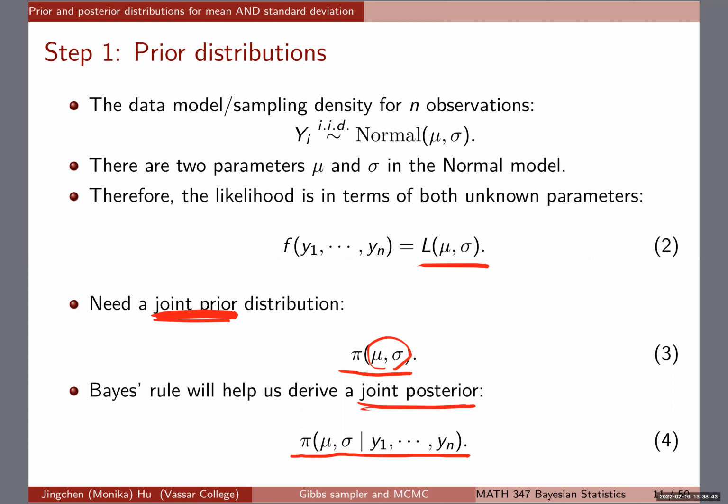Okay, right now, we don't know what prior to give at this moment, but at the very least, we know that Bayes' rule goes this way. You have a joint prior, you have a joint likelihood, L of mu and sigma, and then eventually Bayes' rule is going to help us derive a joint posterior. Okay. So that's the setup, as we know.